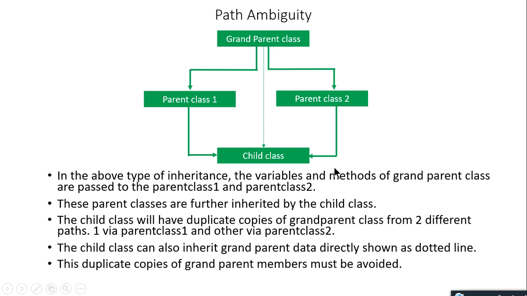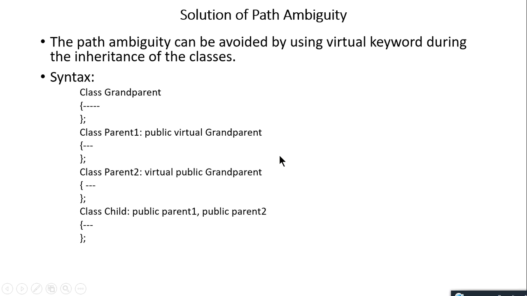So in the above type of inheritance, the variables and methods of the grandparent class are passed to parent class 1 and 2. These parent classes are further inherited by the child class. The child class will have duplicate copies of the grandparent class. Now we need a solution for this as well. So what we can do is use the virtual keyword. During the declaration of the class, using the access specifier, you can use the virtual keyword. This virtual keyword makes sure that only one copy of grandparent data is passed to the child class. You can use public virtual or virtual public. The order is not important here.